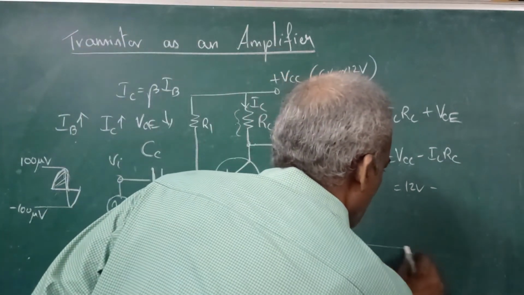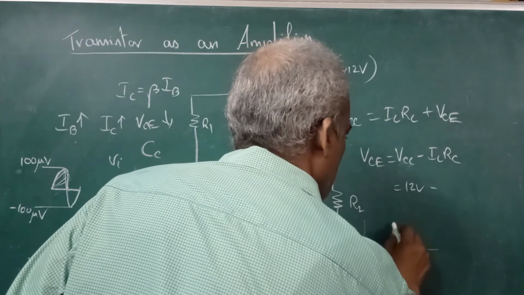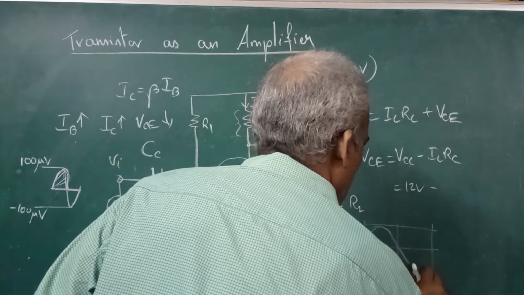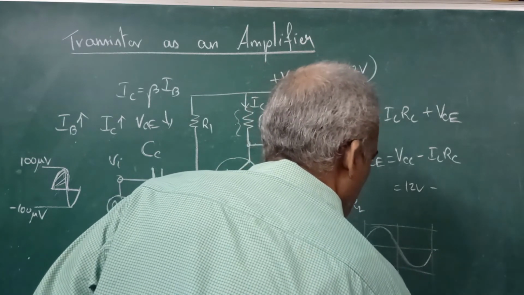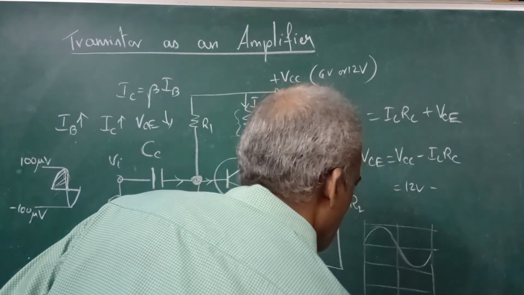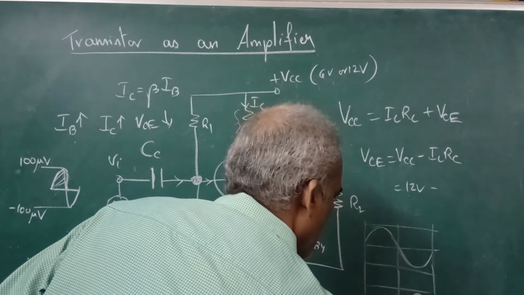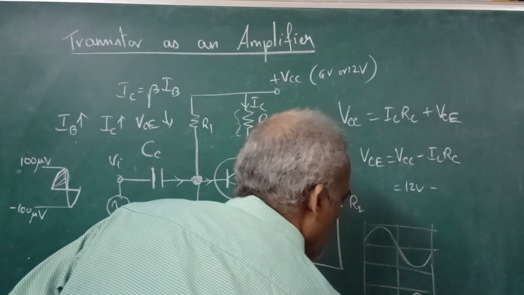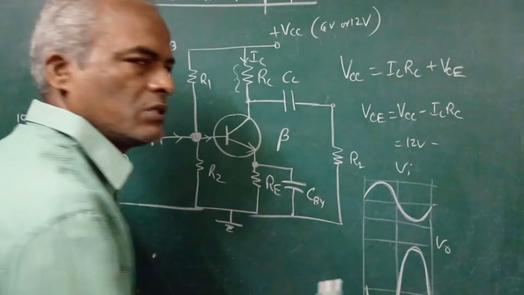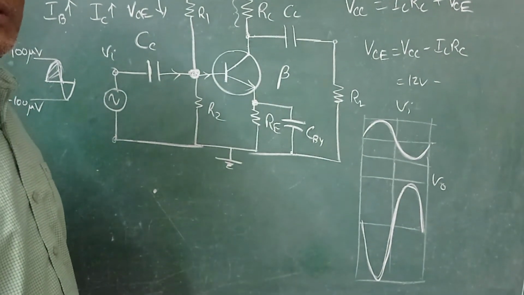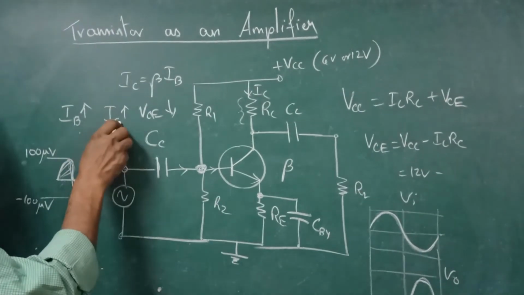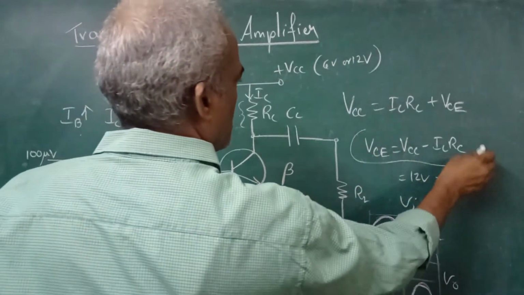So I will draw the input output waveform. Assume this is the input. So the output will be, so this is V in, this is V out. Frequency is not altered. Okay, frequency is not altered. That means when IB increases, IC increases, therefore VCE decreases from this equation.